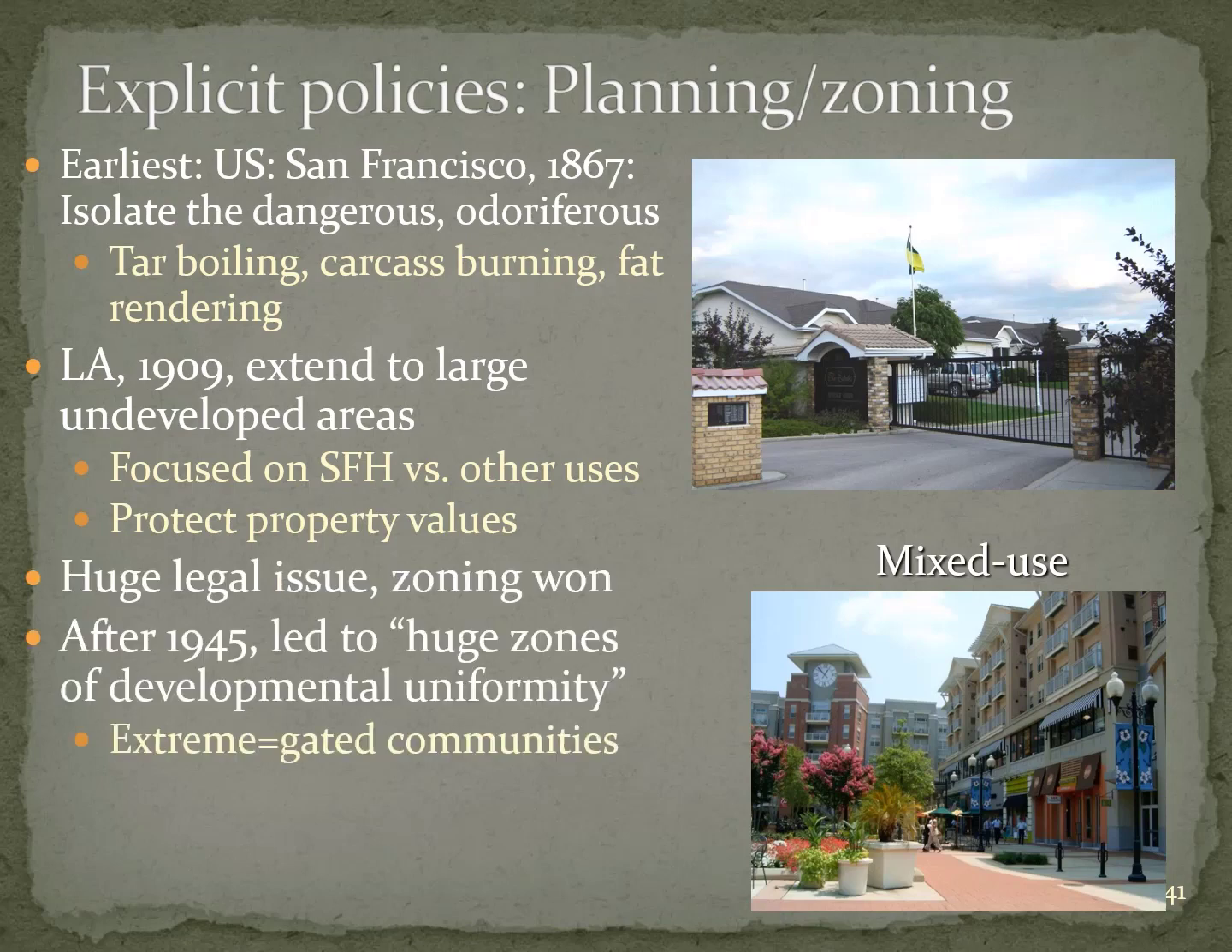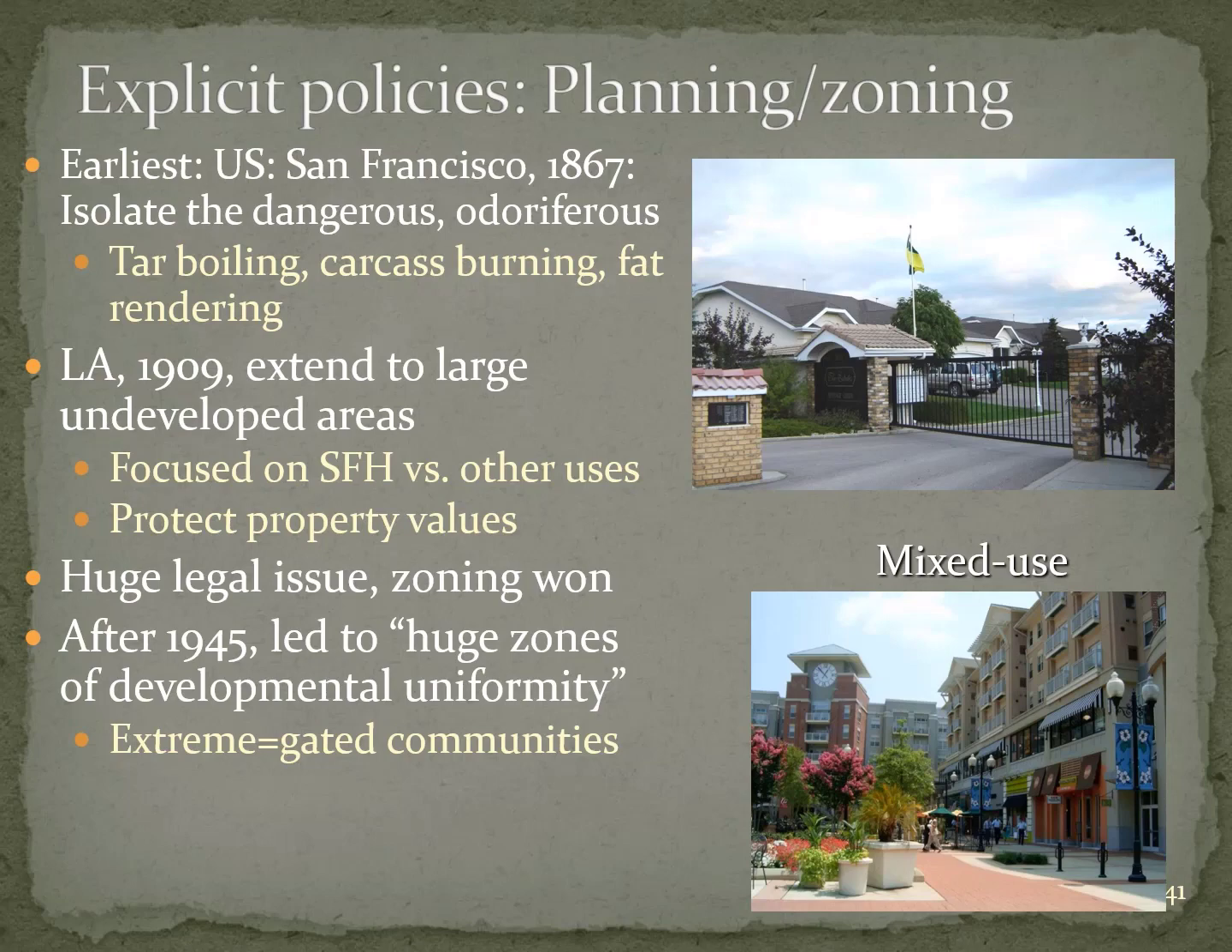There was a huge legal battle over this because for a lot of people this doesn't work, right? A lot of people like to live, work, play all in the same areas and don't have a means to commute to these different destinations. Zoning ended up winning, and after 1945, this led to huge zones of developmental uniformity. So housing only, no mixed use, no businesses allowed, which means people, when they go to work, have to travel far to get to work. It can't be in the same community.